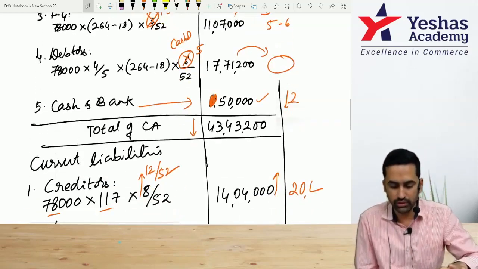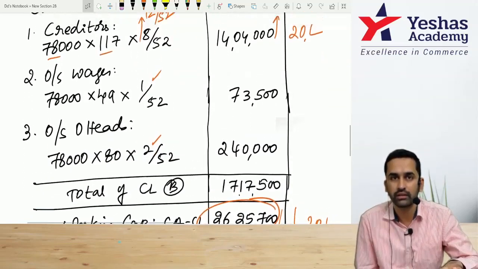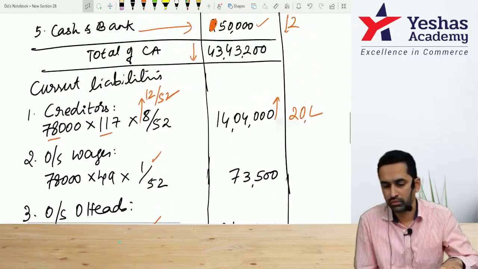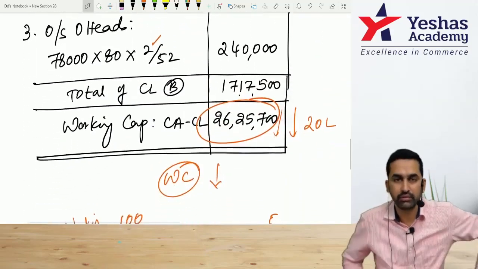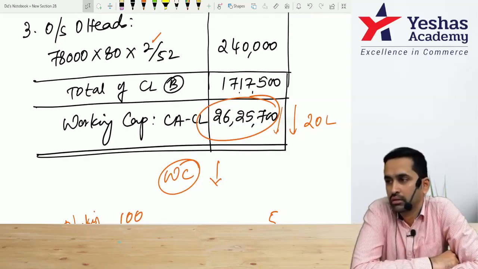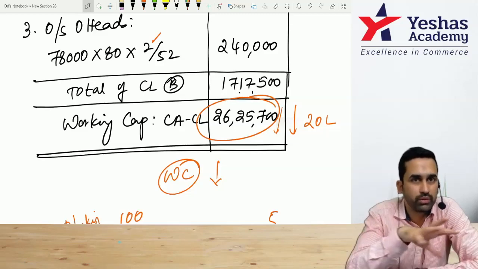Tell me, what is the current ratio in this question, sir? 43 lakh is to 17 lakh. How much is 43 by 17? 43 lakh current asset, 17 lakh current liability. 2.5 is to 1. If they ask in the exam, the current ratio will be 2.5 is to 1.